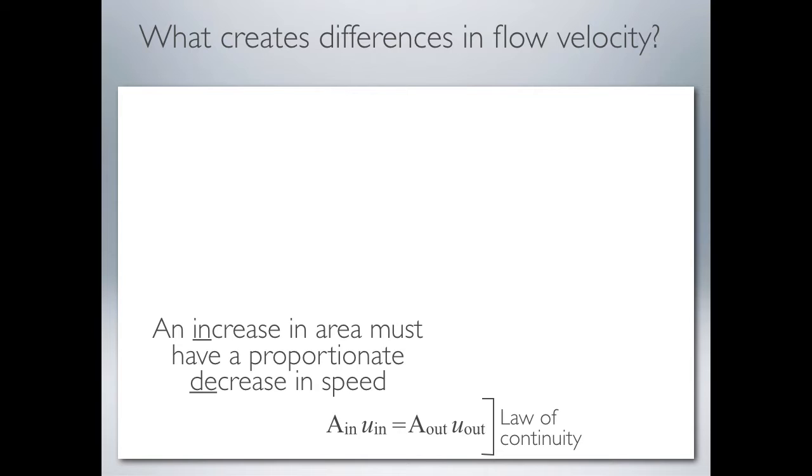Now, the law of continuity is also known as the thumb over the garden hose effect. So if you're watering your lawn and you stick your thumb over the opening to the garden hose, you're decreasing the cross-sectional area, and that causes an immediate increase in the speed of water as it flows out the hose. Okay, that product stays constant.